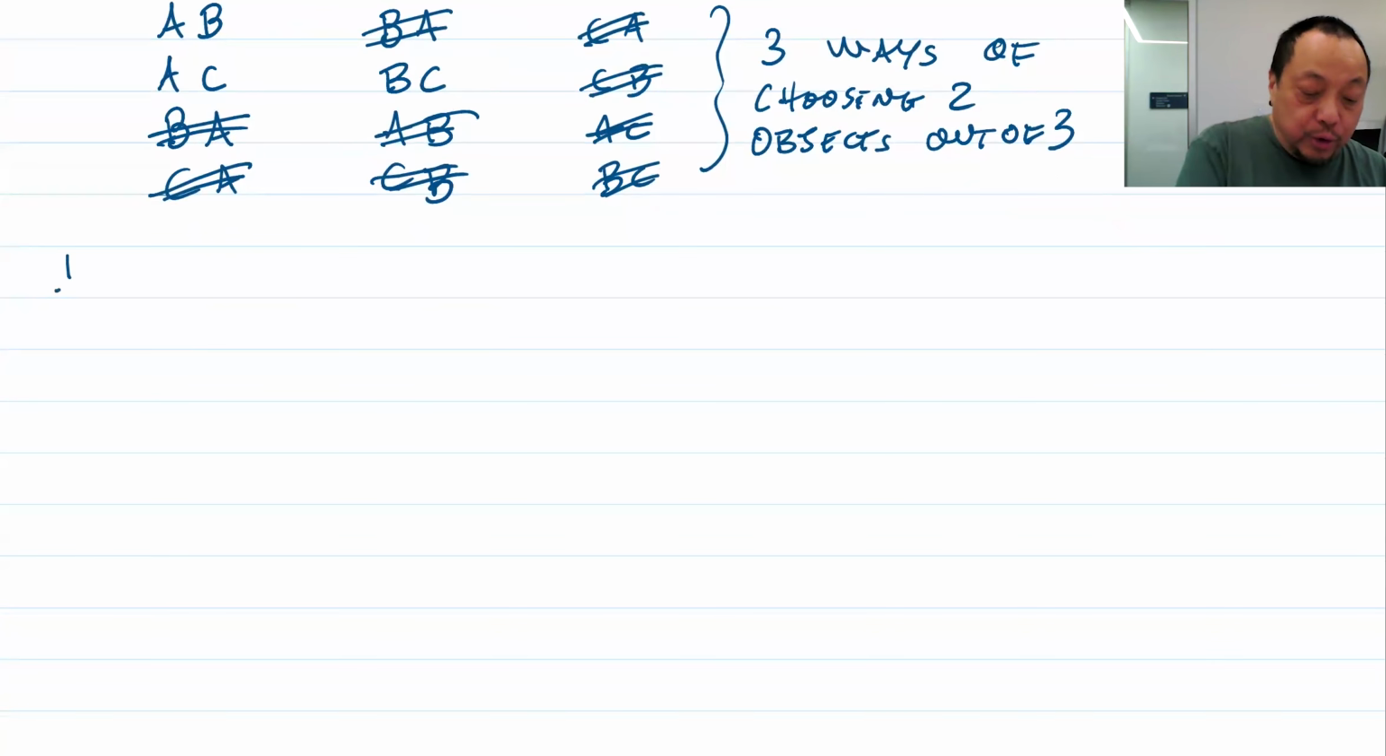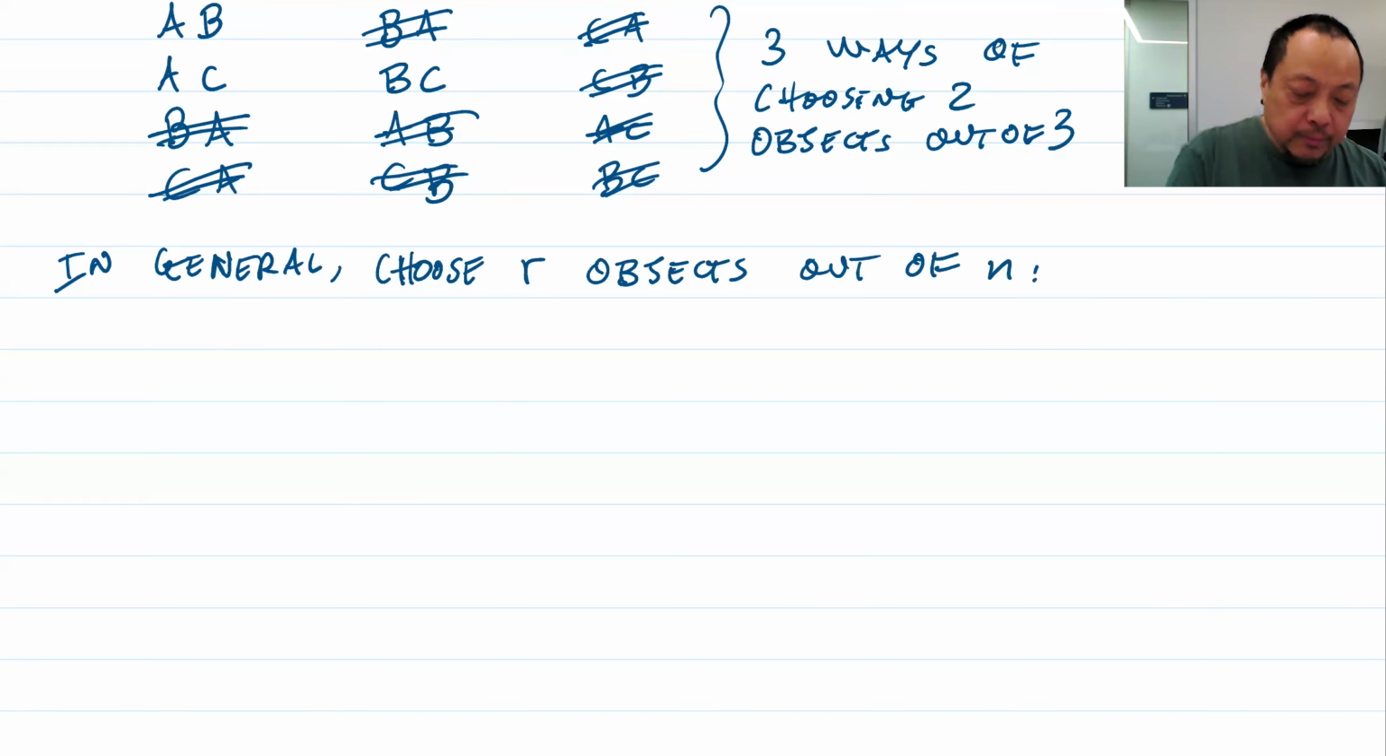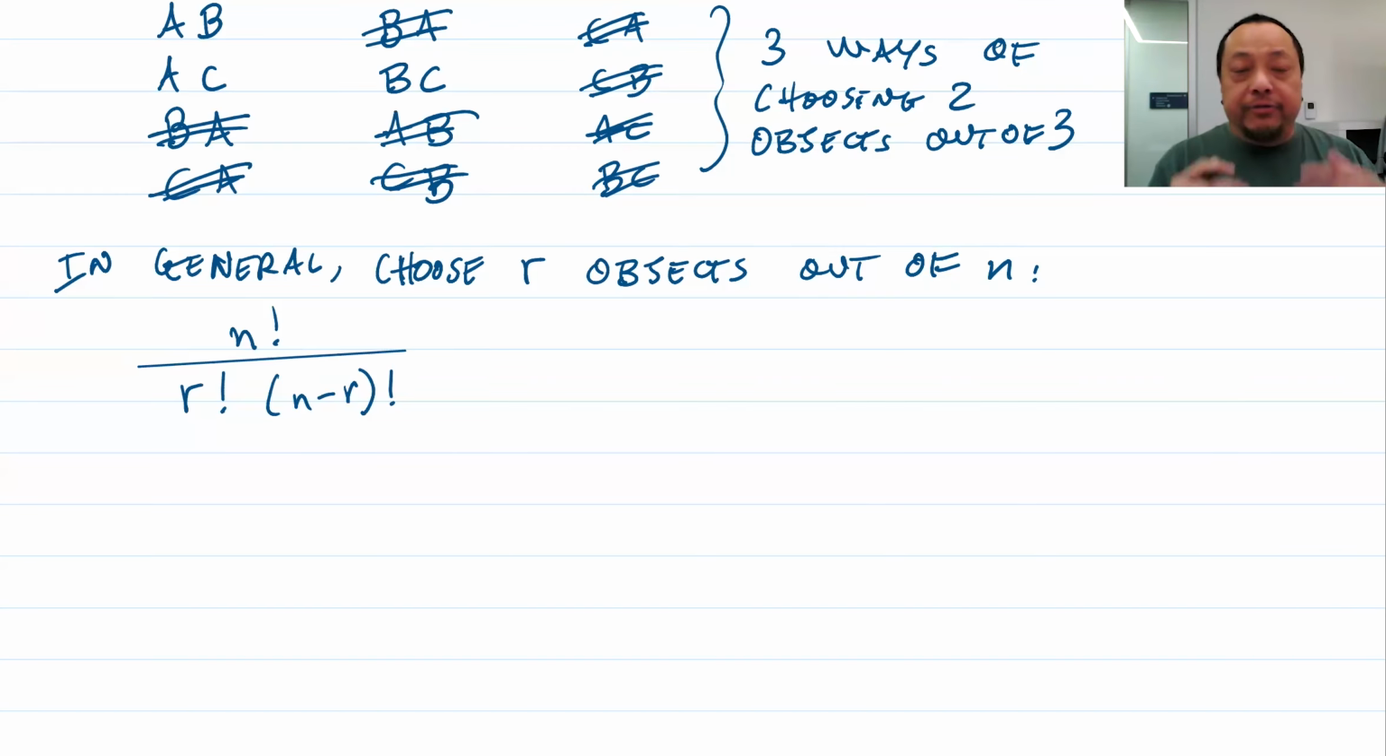In general, there's a formula. If you're given n objects and you choose r of them, then the formula is n factorial in the numerator divided by r factorial times (n minus r) factorial. Well, what if r is equal to n?